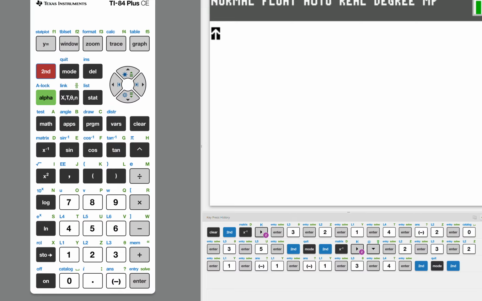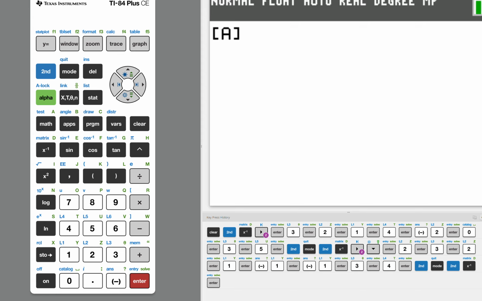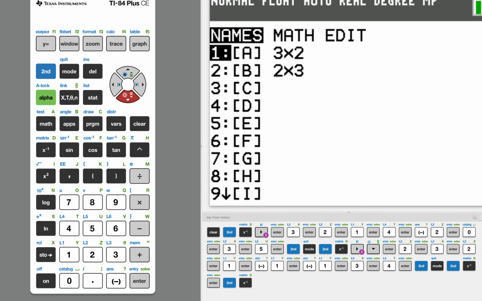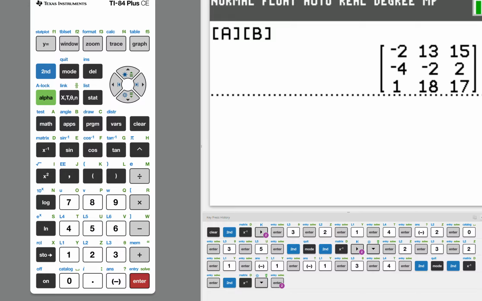So if I hit second and then matrix, A, select, so just hit enter. Do that again, second, matrix, but I'm going to move down. So I'm selecting B, hit enter. The fact that they're written right next to each other means that they are being multiplied. You could put the times sign in between them, but it's not necessary. So just A and then B means A times B. So if I hit enter now, there's my 3 by 3 matrix.